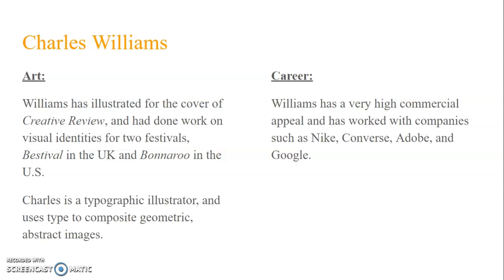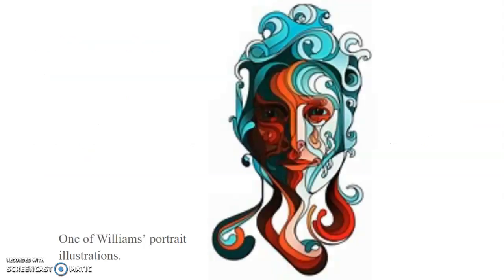Charles is a typographic illustrator and uses type to composite geometric abstract images. Williams has a very high commercial appeal and has worked with companies such as Nike, Converse, Adobe, and Google. This is one of Williams's portraits. As you can see, it is very abstract, but it is still the portrait of a human face and follows the vector style.